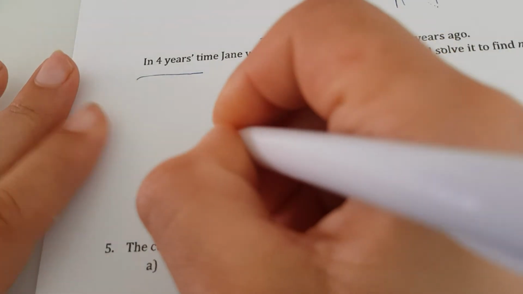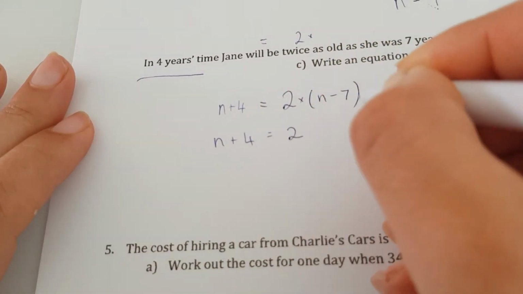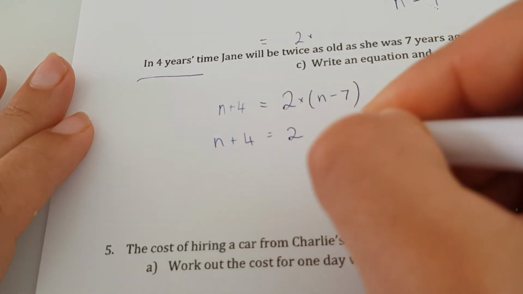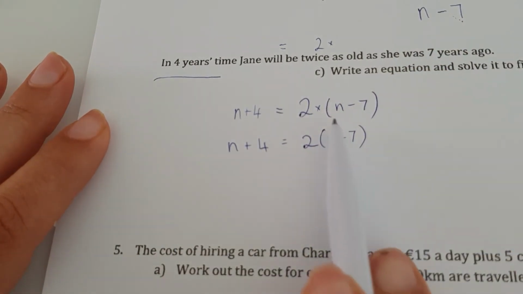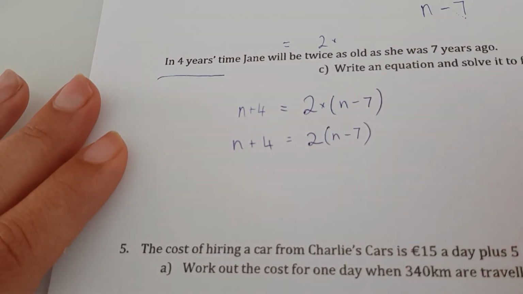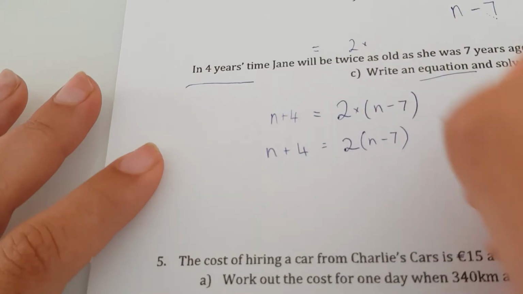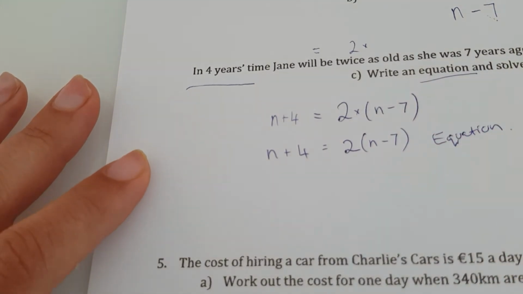So basically I have her age in 4 years' time. Twice will be equal to twice her age 7 years ago, which can be written like that. The multiplication, okay, is written like that. Now, I need to write the equation. There it is. This is our equation. And I need to solve it.